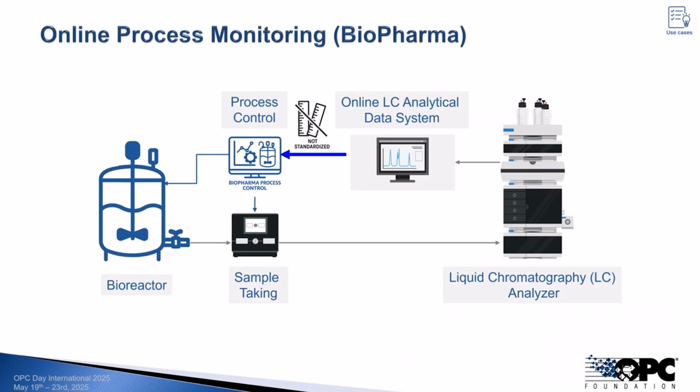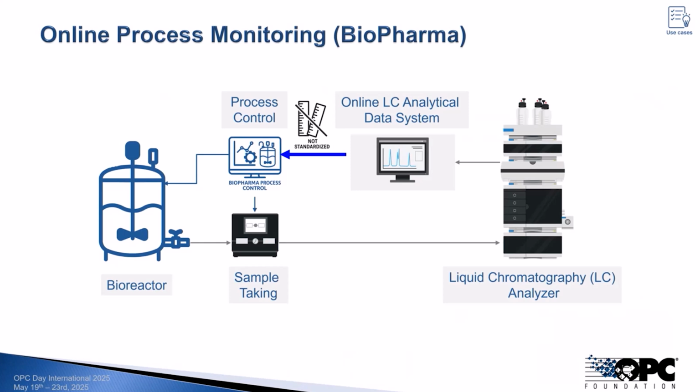Next use case is the online process monitoring. An example for this is biopharma manufacturing. The biopharma process control triggers sample taking from the bioreactor to see how far the process is. The sample is submitted to the liquid chromatography analyzer, and the data system is analyzing the sample. The analytical data system provides results back to the BioPharma process control.